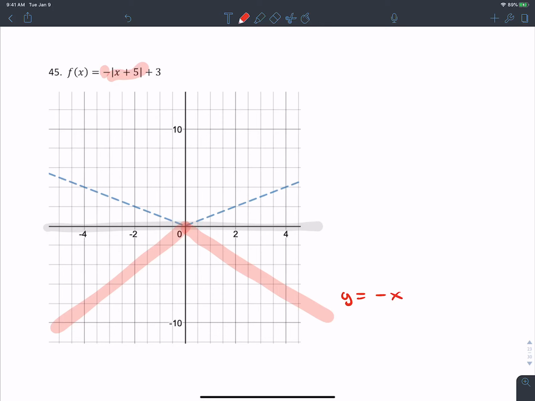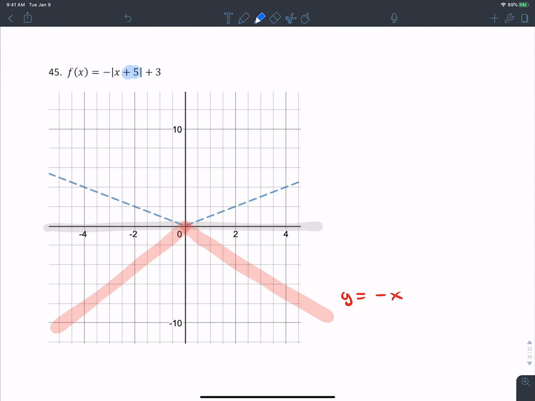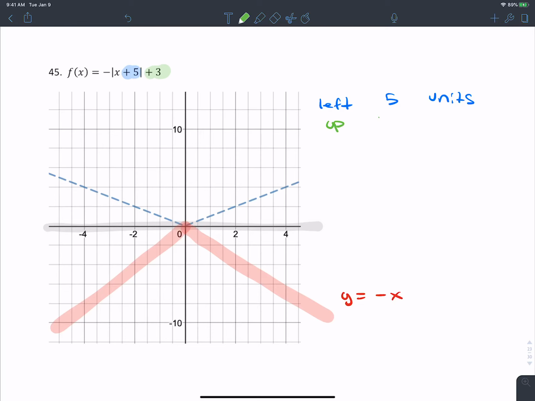So we're going to have to take a look now at what this means. Let's go back. And notice we have plus 5. Well, that means shift to the left 5 units. We have plus 3, and that means you shift up 3 units. So we're going to have a left 5 unit shift and an up 3 unit shift.